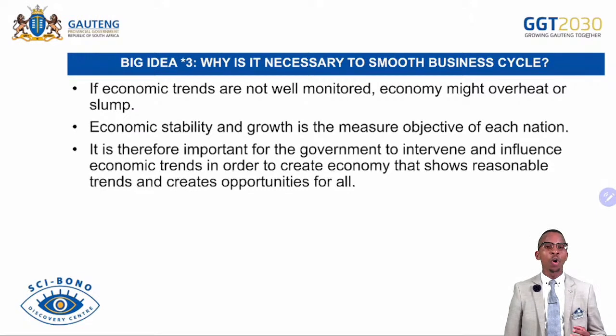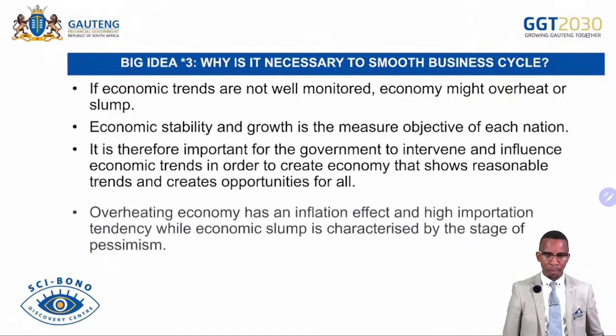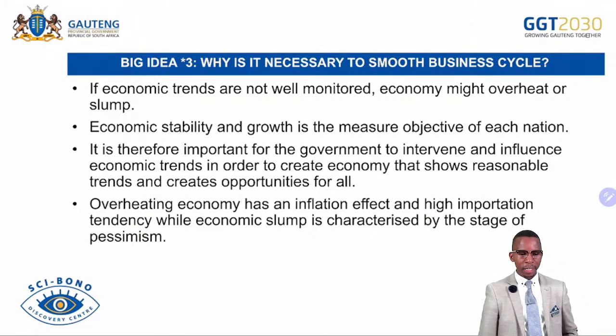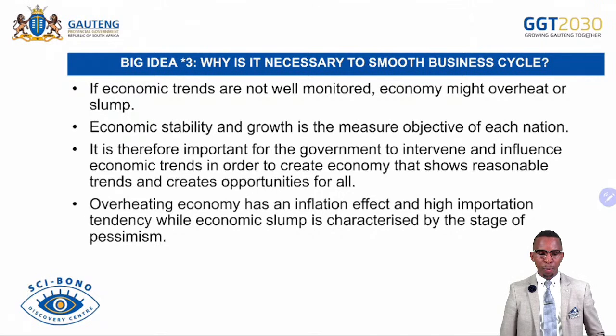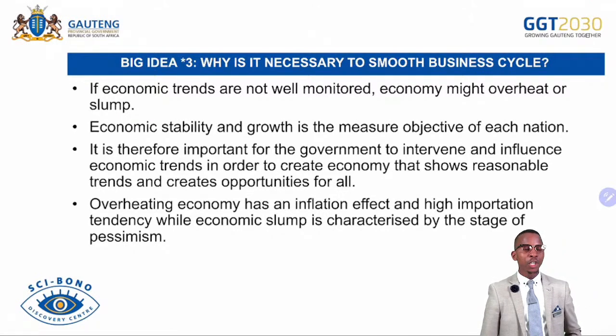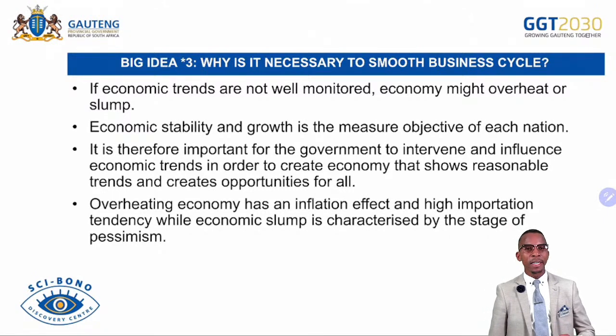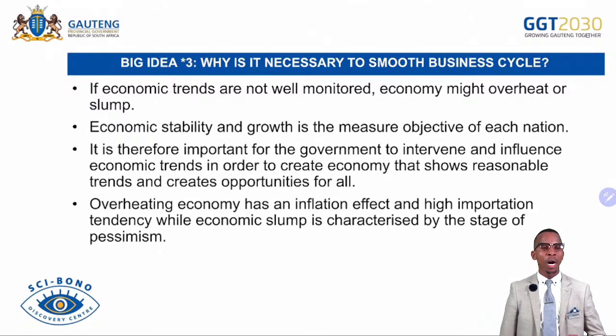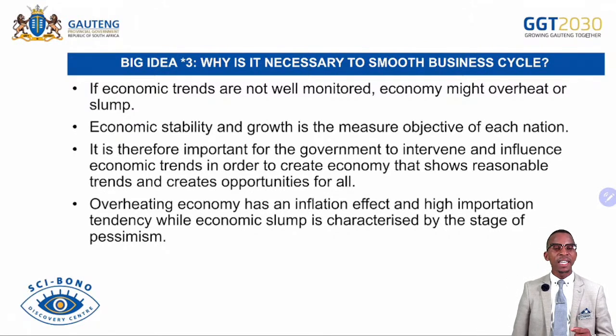So the economy should be all inclusive so that everyone's needs can be catered for within the economy. An overheating economy has an inflation effect and a high importation tendency, while an economic slump is characterized by a stage of pessimism. We know that if the economy is overheating, inflation will boom. There's also a high level of importation. So smoothing the business cycle is very important so that this can be controlled.